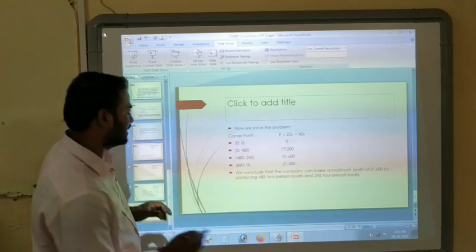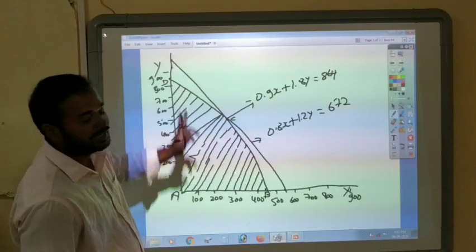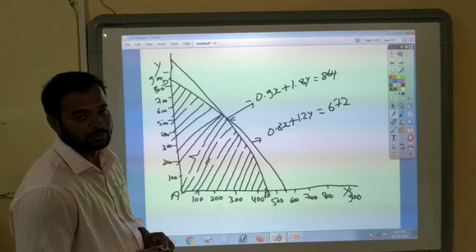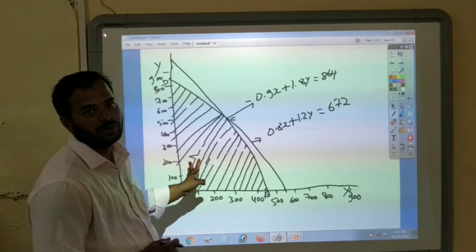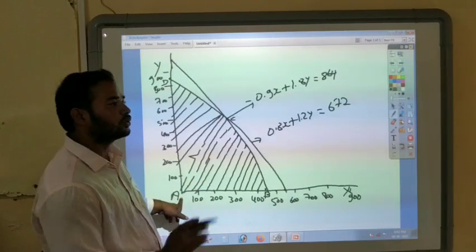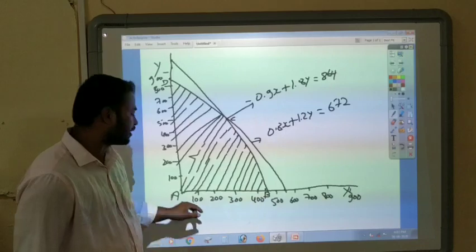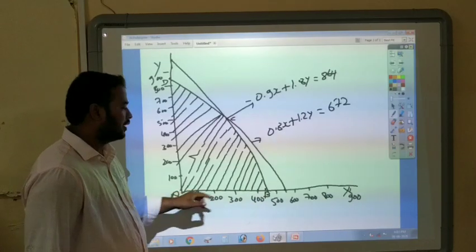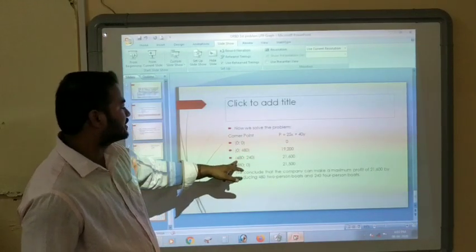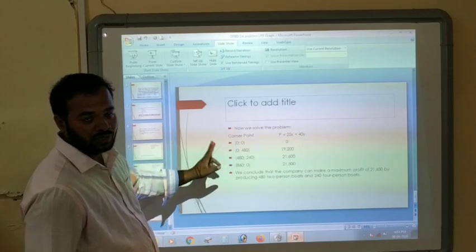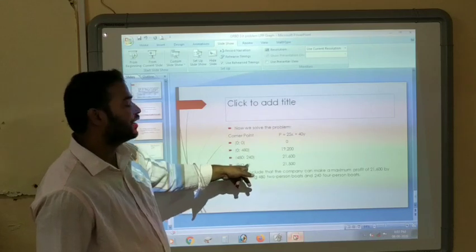Each corner point means, just look at this A, B, C, D. These four are the corner points of this linear programming problem. Now we are identifying the values of these four corners. At corner point A, x is equal to 0, y is equal to 0. At corner point B, x value 0, y value 480, and at corner point C, x value 480, y value 240. At the last corner point D, x value 860 and y value 0.